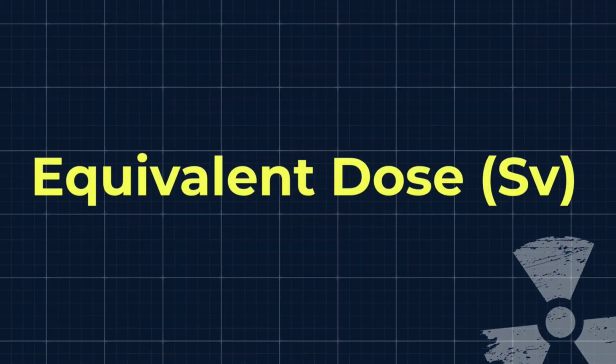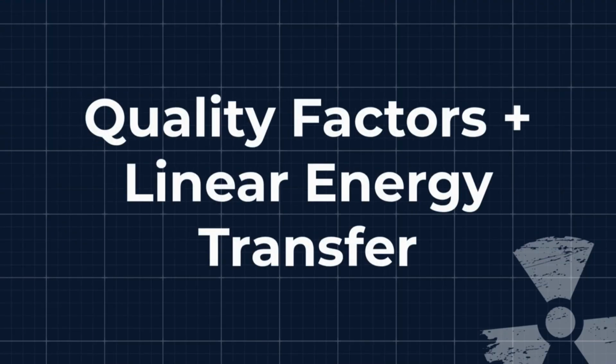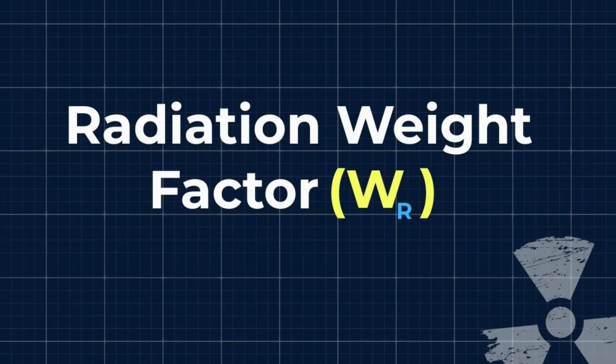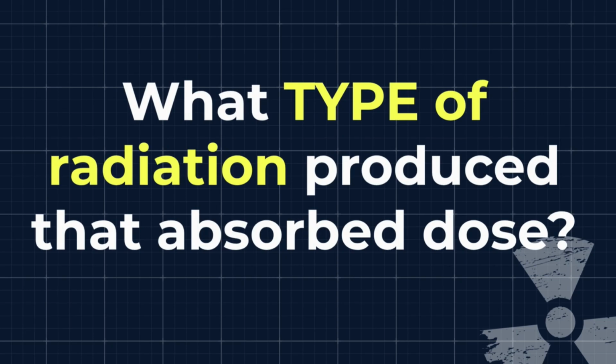Now, just briefly, while these phrases sound almost identical, there is a historical difference. Dose equivalent is an older radiation quantity that was associated with quality factors and linear energy transfer. Equivalent dose is the current quantity that uses a radiation weighting factor. Equivalent dose begins with absorbed dose, but then it asks another question. What type of radiation produced that absorbed dose?